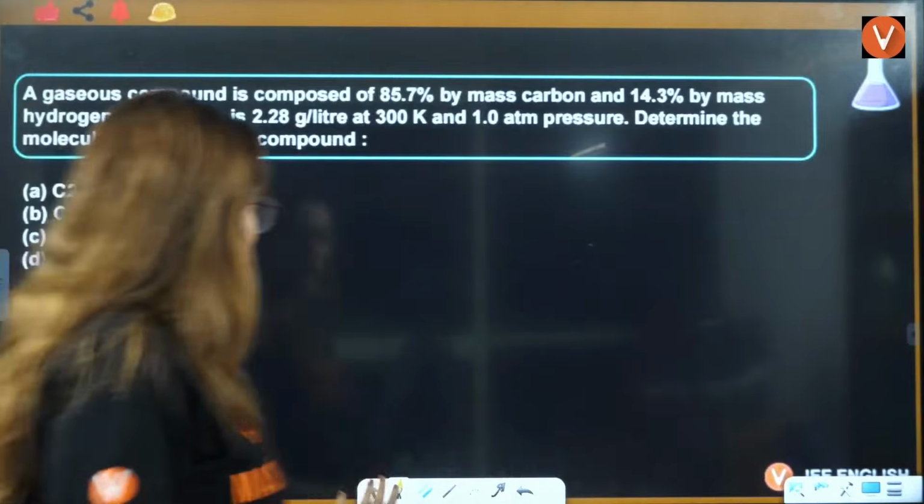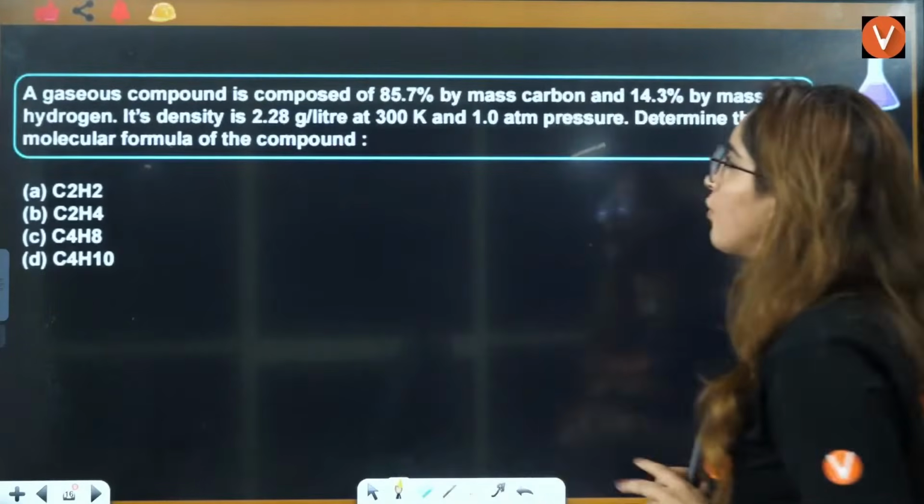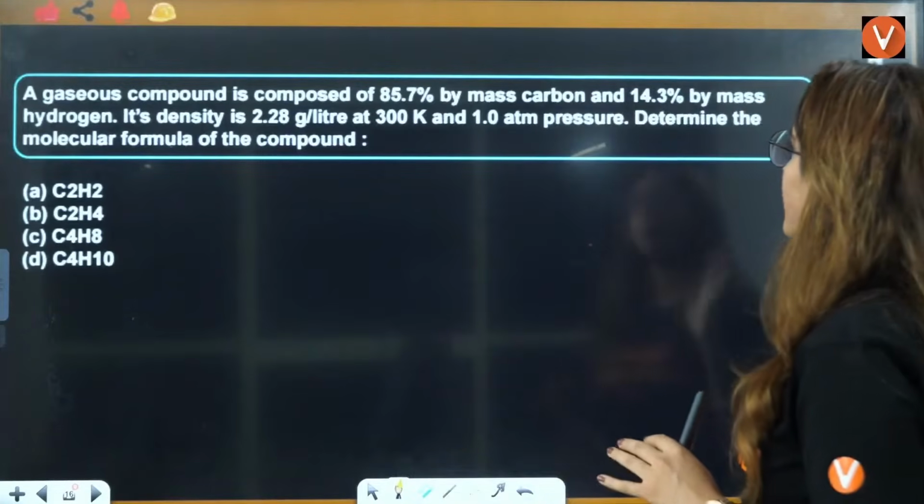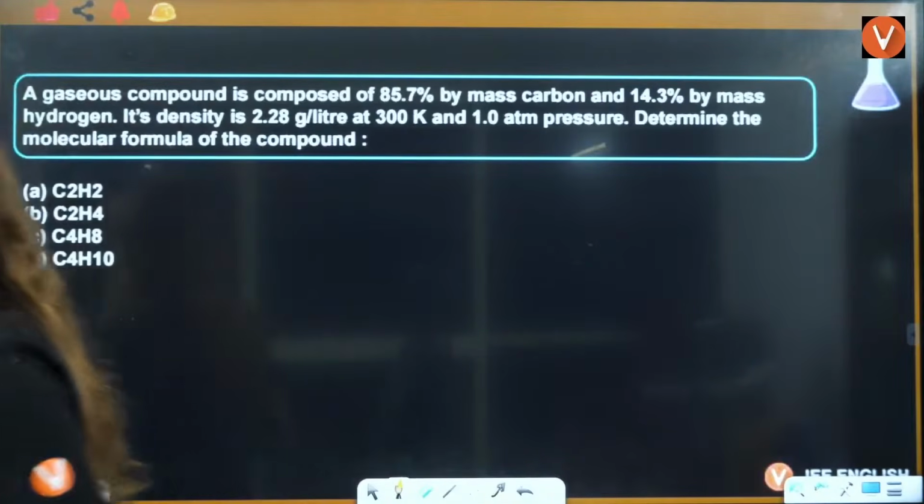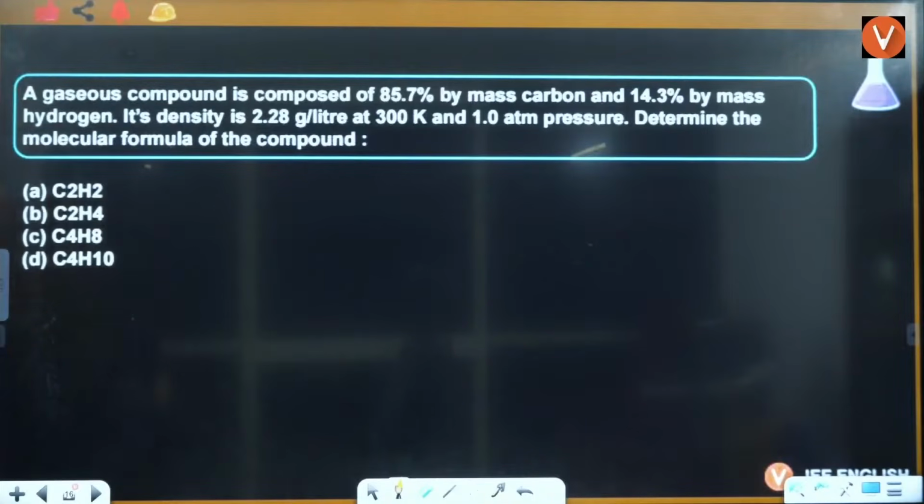Next is, a gaseous compound is composed of this much by mass and this much by hydrogen. Let's see here, something different is given to you. Okay, here something different is given to you guys. Let's understand that.